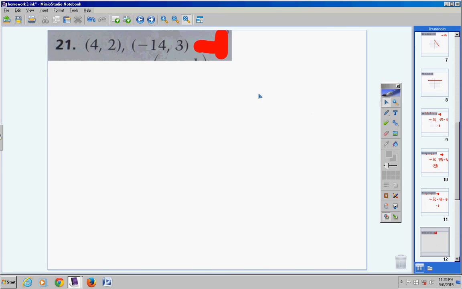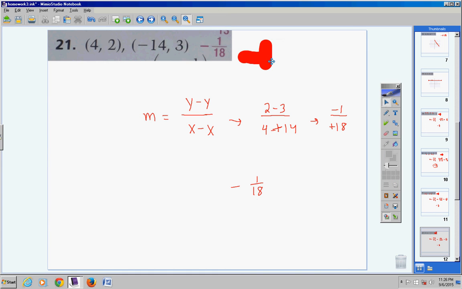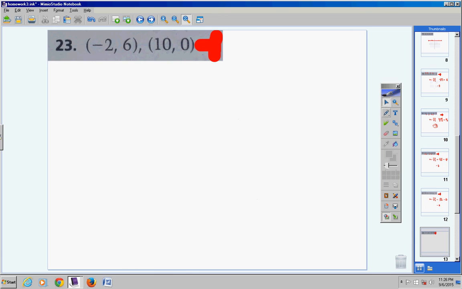Number 21. Y minus y. So here's a y and here's a y. 2 and 3. So 2 minus 3. Then x minus x. Here's your x and x. 4 and negative 14. So 4 minus a negative 14. 2 minus 3 is negative 1. 4 plus 14 is 18. A negative over a positive is negative. And 1/18 cannot be reduced. Moving on to number 23.